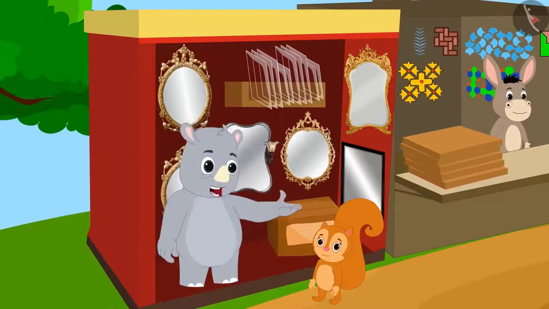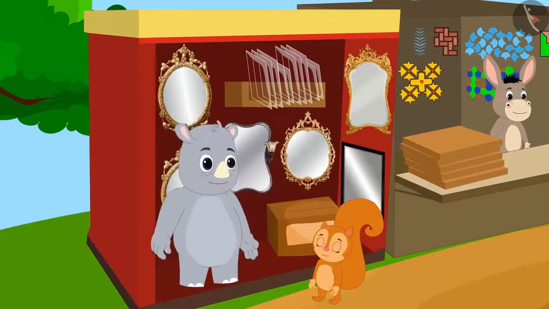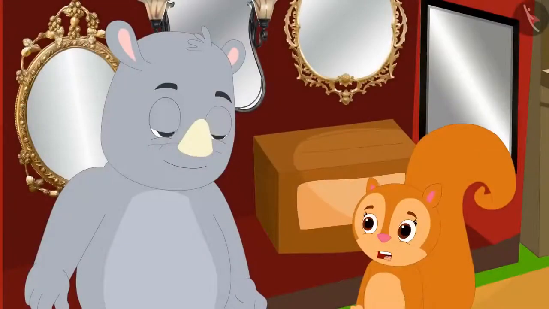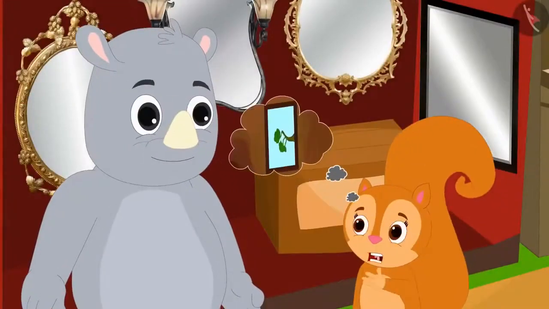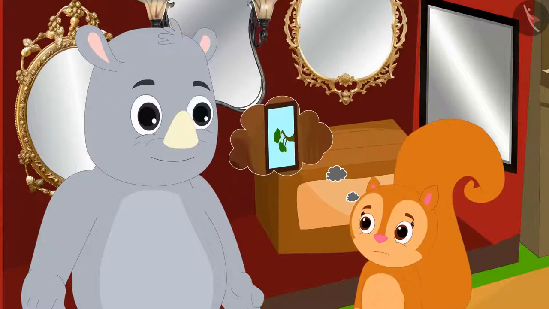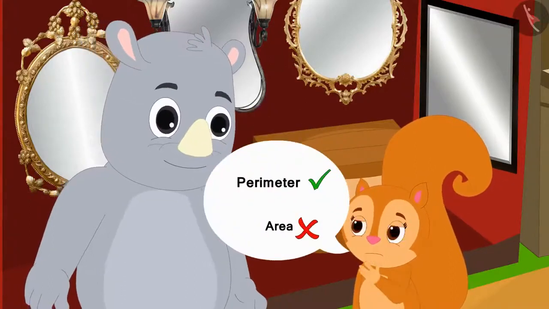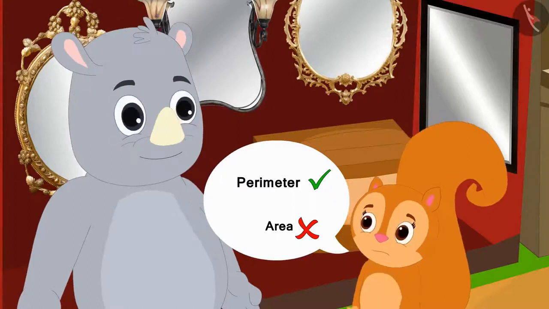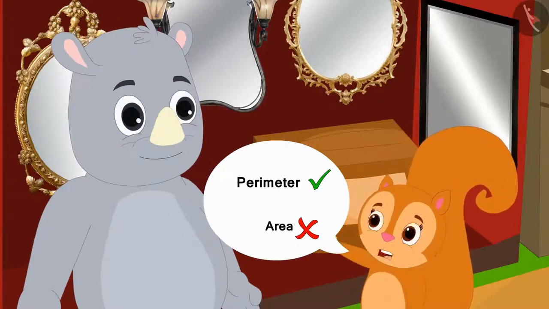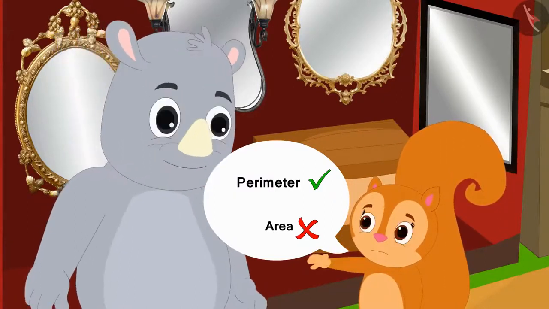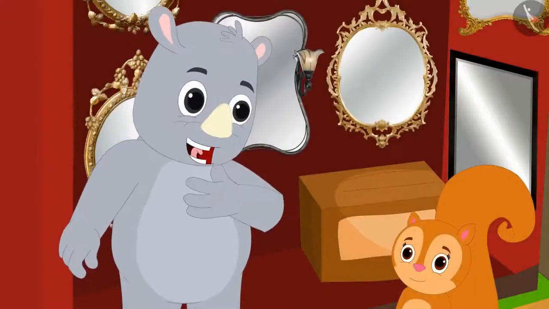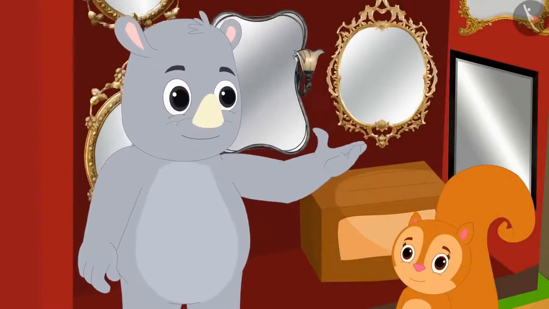Chanda, why do you look so upset? Gaggu asked Chanda. Gaggu, I want to buy a glass for my rectangle shaped window. I remember the perimeter of the frame of my window and also the length of the window. But I do not know the area of glass I need for the window. Oh, such a small thing.